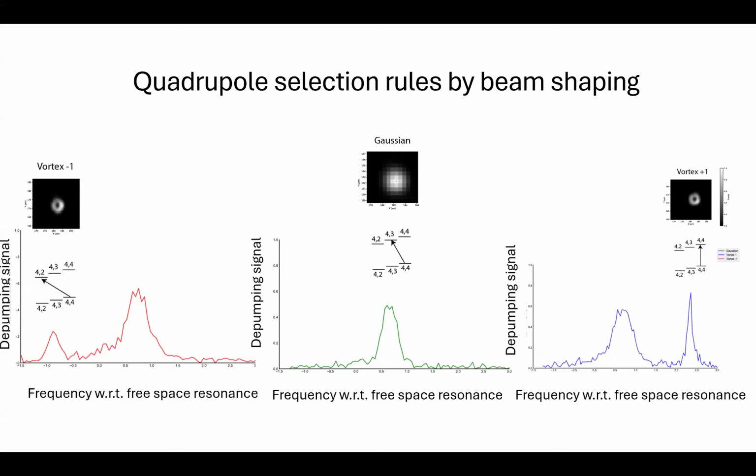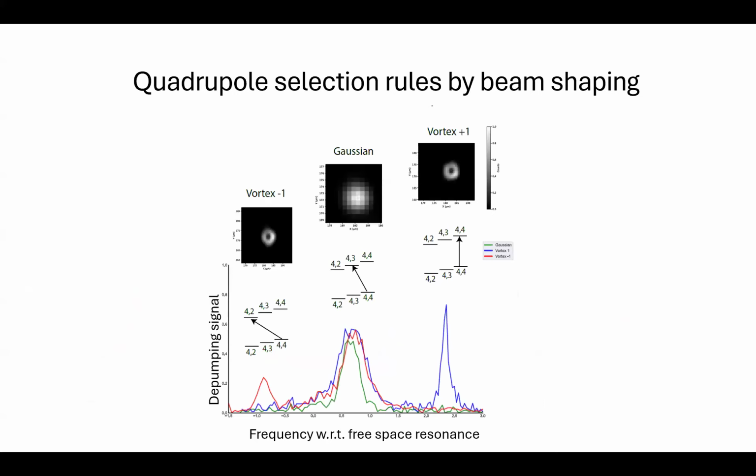But this demonstrates that if we change the orbital angular momentum of the beam that we are keeping at the atom, we are able to drive different transitions selectively. And if you want to see all of them together, these are the selection rules. This is basically shaping the beam and then driving different transitions according to the selection rules.